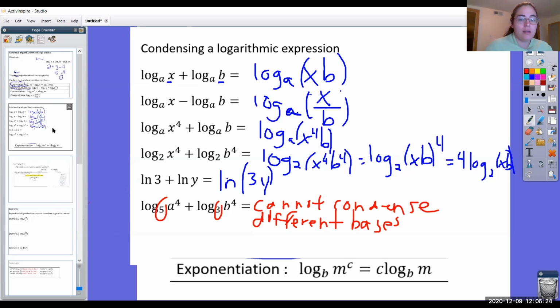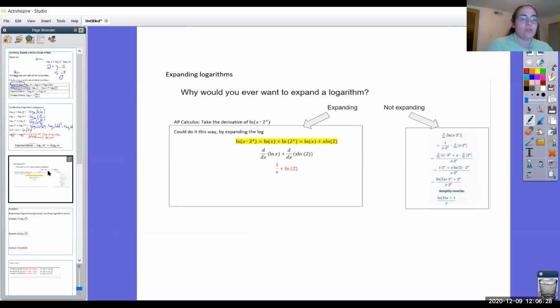All right. So that's condensing. I want to move on now to expansion, which is basically the reverse process of condensing. So in math, we always talk about simplifying. We always talk about getting things down to a number or solving for x. So expanding, why would we ever want to expand a logarithm?